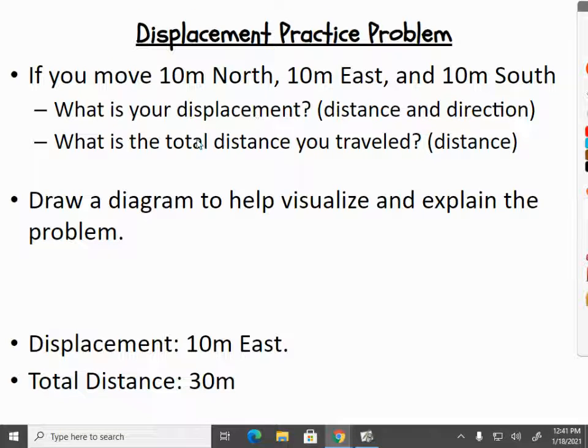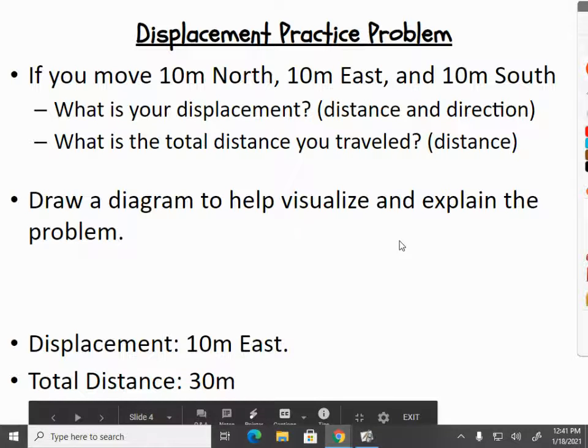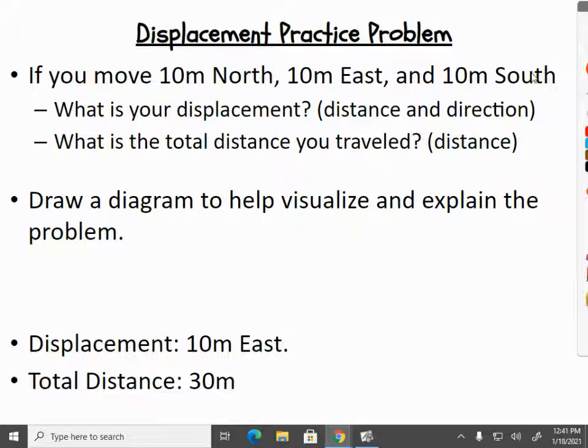What is my displacement? If I'm looking at my displacement, I'm going to subtract north and south, because that gives me opposing ways that I travel. If I go north and then I go south, it's going back to my original spot. The movement east is what is actually displacing me. So that's where I traveled. The total distance to get there was 30 meters. Now this could mean that I had to walk around a lake to get to the other side, or that there was a building in the way.